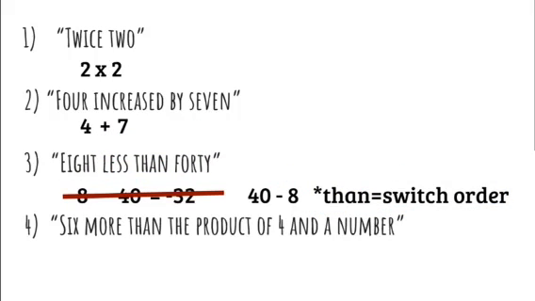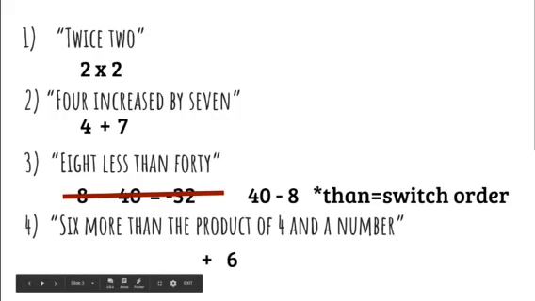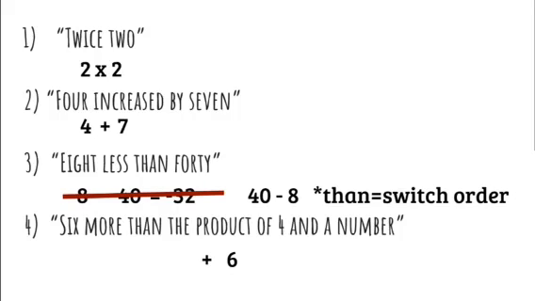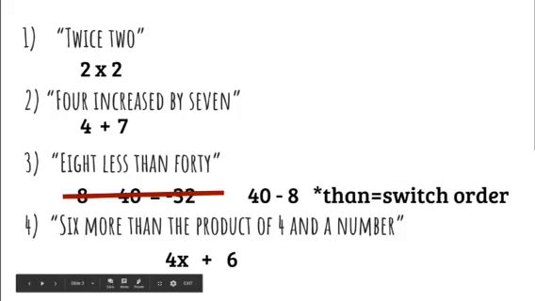So for this last problem, 6 more than the product of 4 and a number. 6 more than. Okay, so that's 6 more than. I see that word than. So I'm just going to go ahead and write plus 6 because I know it's something plus 6. More than what? It's the product of 4 and a number. And so product means multiply. This one has 2 operations. Product of 4 and a number, 4x. There it is. Okay, so we've got 4x plus 6.